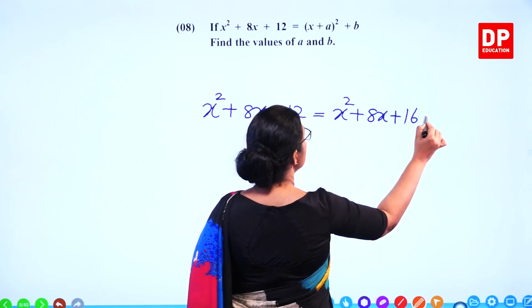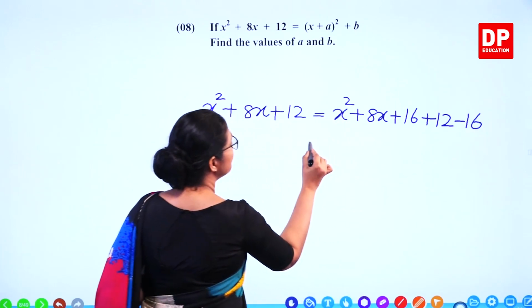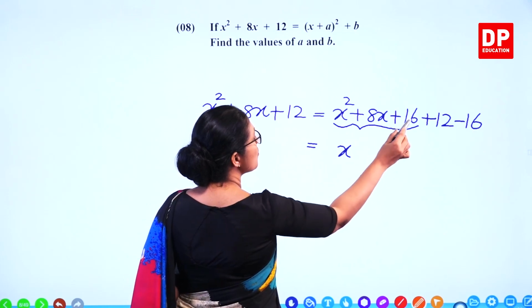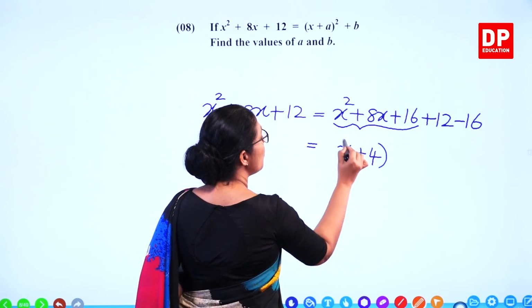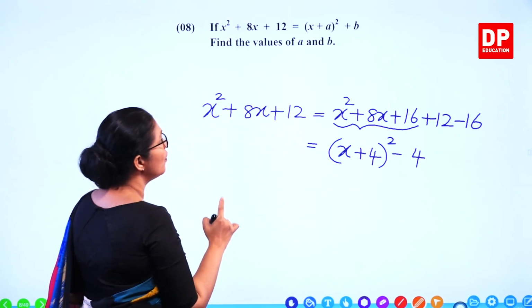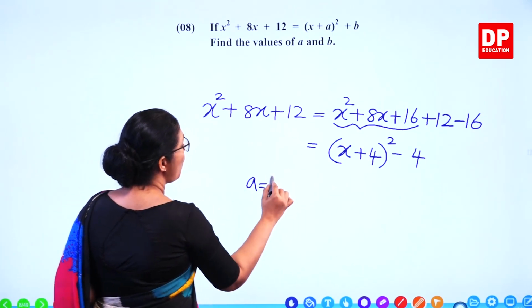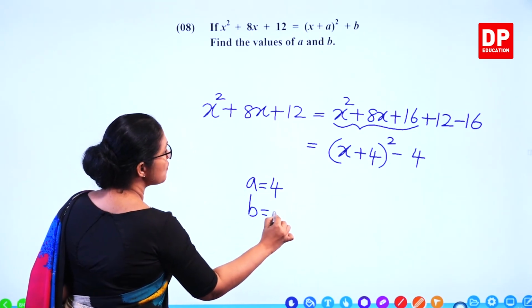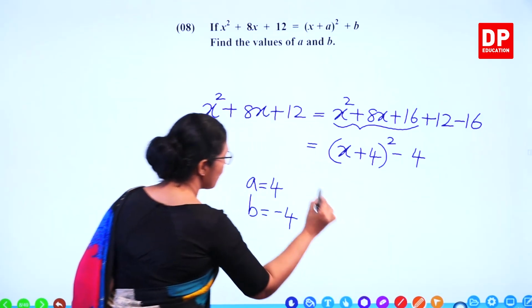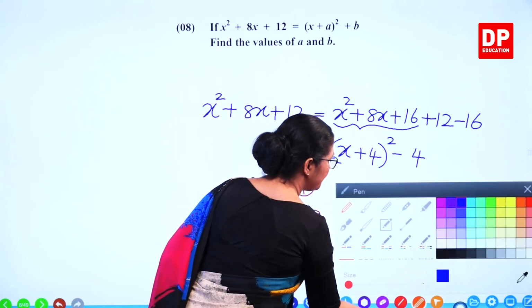But in order to get no difference, you have to subtract 16 as well. So this part you can write as the square term, x plus 4, whole thing squared. 12 minus 16, that's minus 4. So what's the a value? A value is 4. B value becomes minus 4. So 2 marks for that, 1 mark for identifying a and 1 mark for the b value.